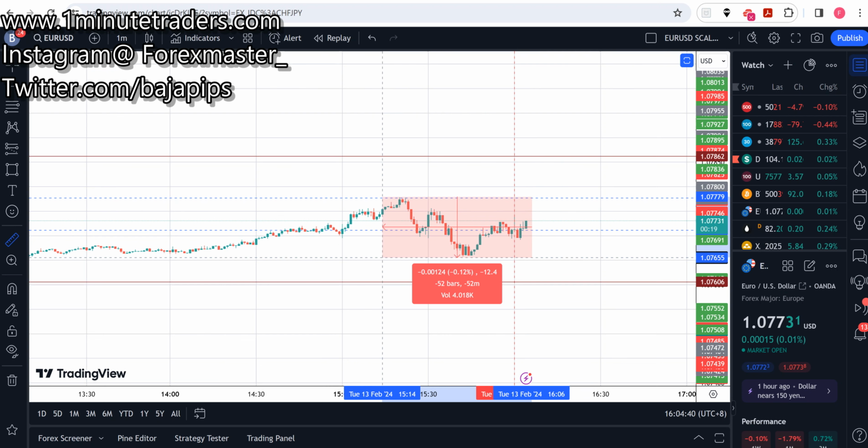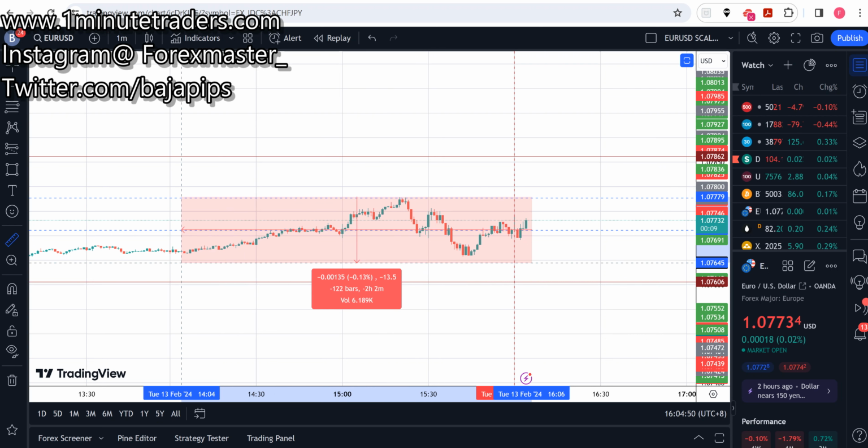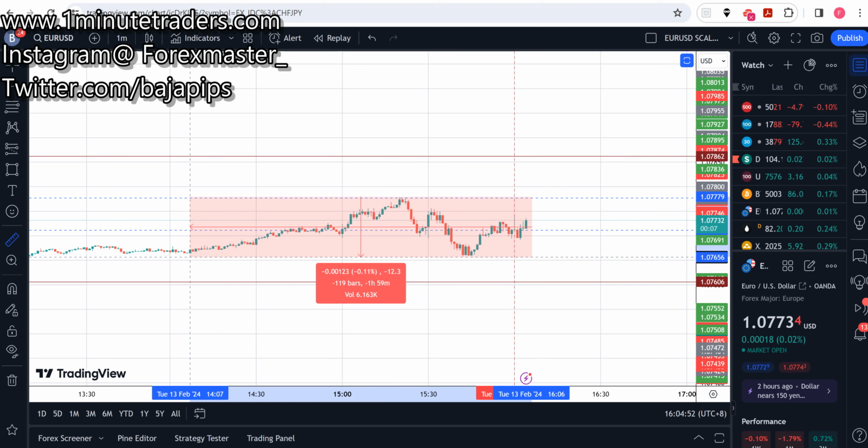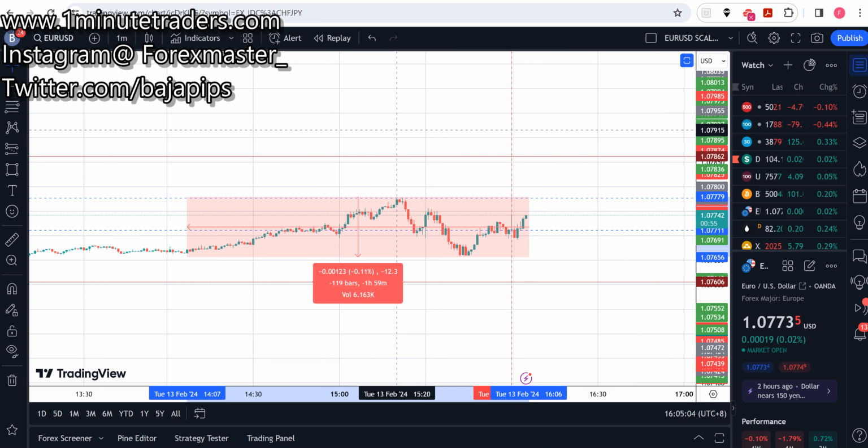So we have about 12 and a half pips in the past hour, which is good for the hourly range. But let's look at the 2 hours, which is 121-minute bars. The 2 hours is also around 12 pips. So that means that within this range, I need price to move a significant amount before I start trading.